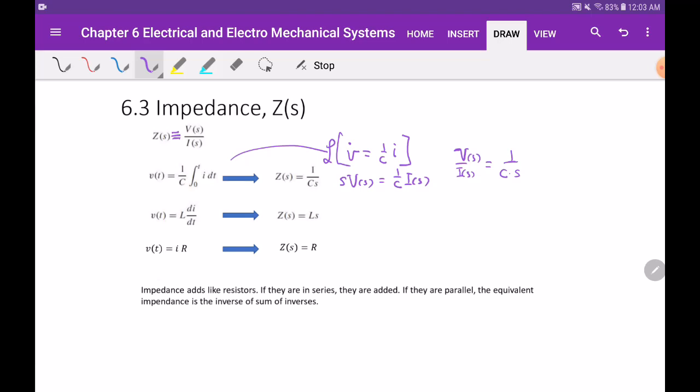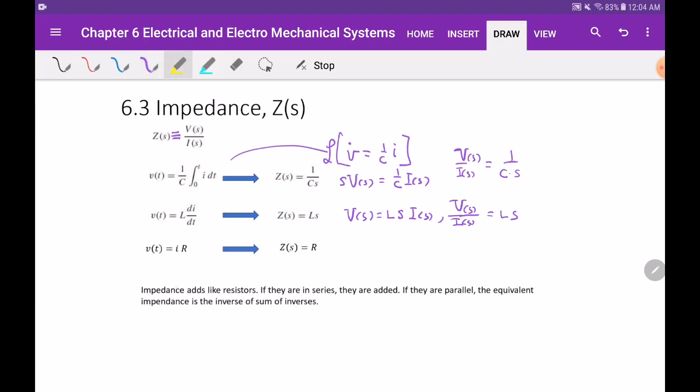The impedance for the inductor can be obtained the same way. What you do is you start with V equals L di/dt. Take Laplace transform, you'll have V(S) equals L times S times I(S). Now do the same thing, find the ratio. What's V over I in the S domain? That is LS. That's the impedance for the inductor. For the resistor, the impedance is just the resistance.